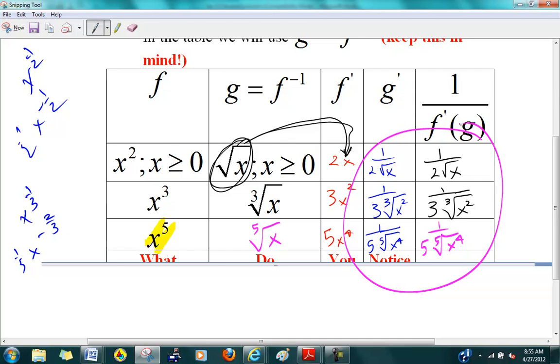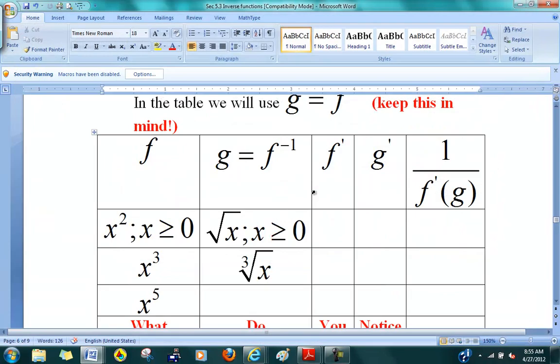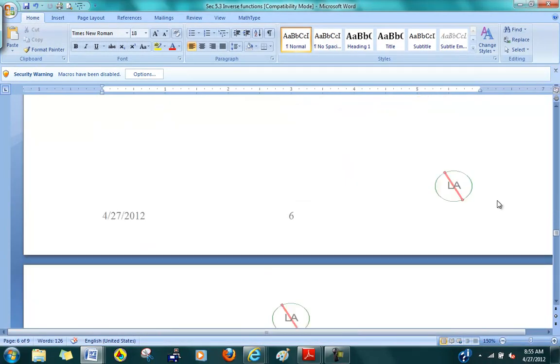Okay? The real conclusion, you want to listen to this: the derivative of the inverse is the reciprocal of the derivative of the original. Derivative of the inverse is the reciprocal of the derivative of the original. So that's English in an Indian accent, and here's the math.